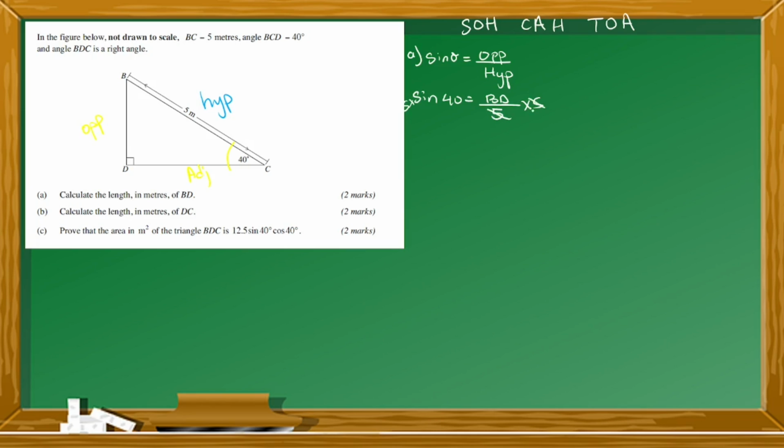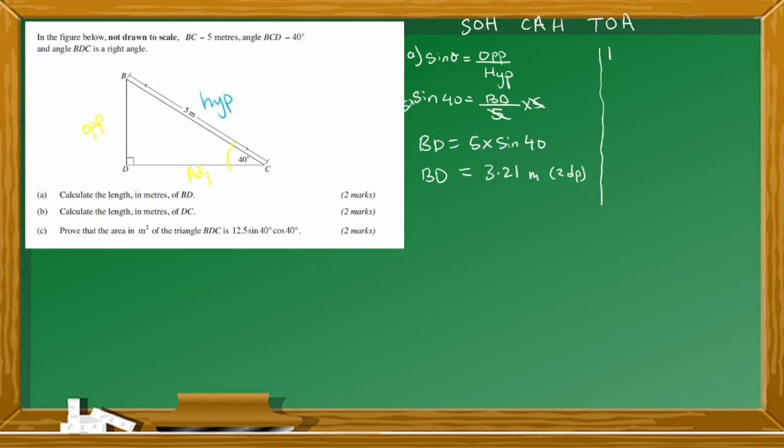And when we do that, we'll have BD is equal to 5 times sine 40. Plug this into your scientific calculator and you will get a very long number. So we're going to round it to 2 decimal places. So our answer, BD would be 3.21 meters to 2 decimal places. So we just found what BD is.